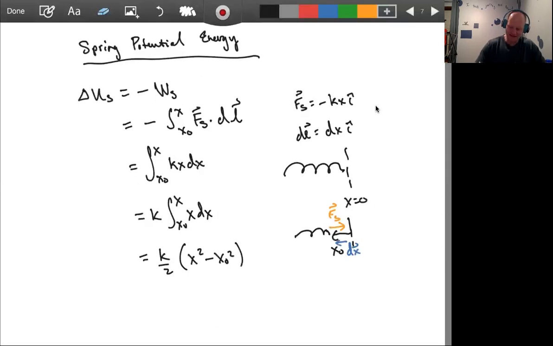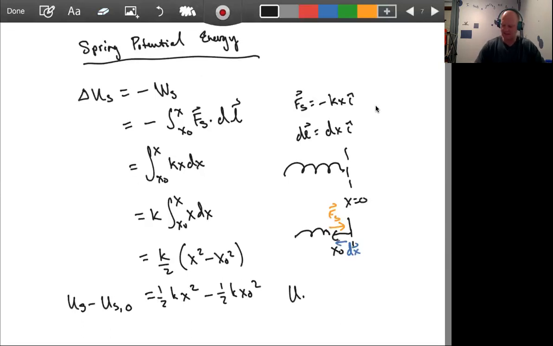Again, this is going to be equal to 1/2 k x final squared minus 1/2 k x initial squared, and that's equal to the final spring potential minus my initial spring potential. Identifying these two terms, what this tells me is that my spring potential is equal to 1/2 k times x squared. So this is what we call the spring potential energy.